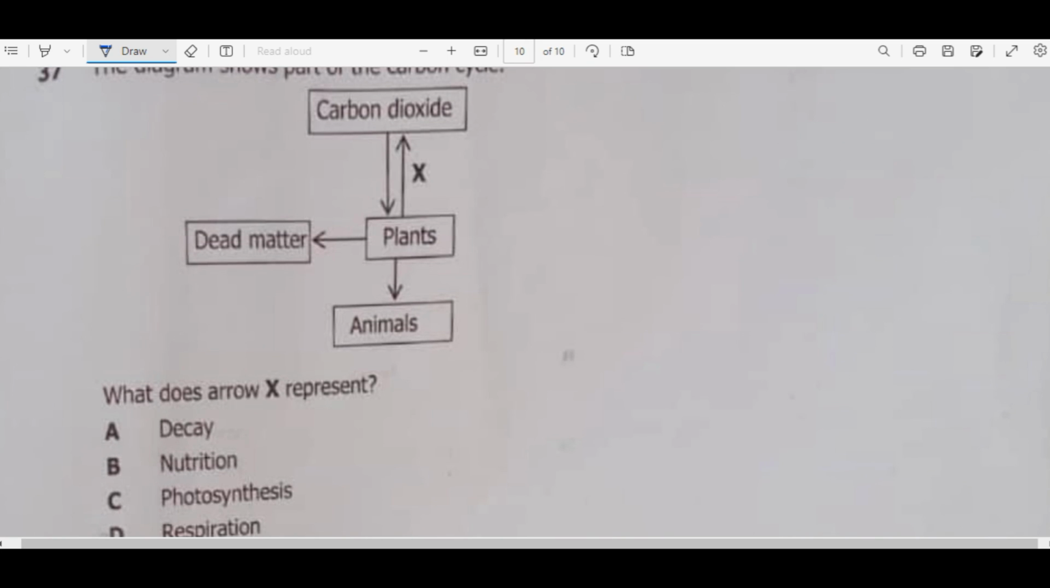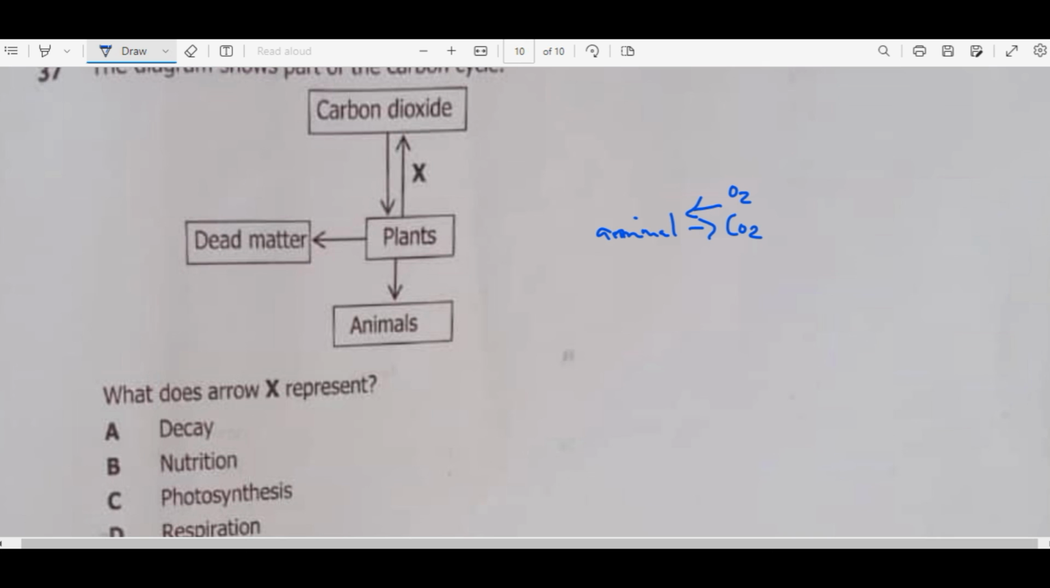So number one, it is decay. Number two, we are looking at nutrition, and then photosynthesis, respiration. So you find that number one, carbon dioxide, we have an arrow which shows carbon dioxide there, and then carbon dioxide is also produced. So carbon dioxide, this is an animal. So animals will produce carbon dioxide, and then they will take in oxygen.